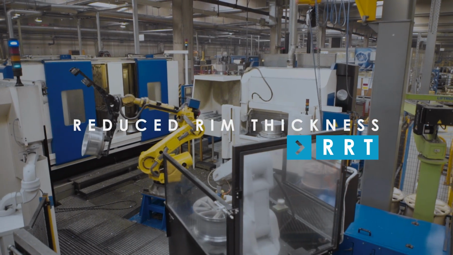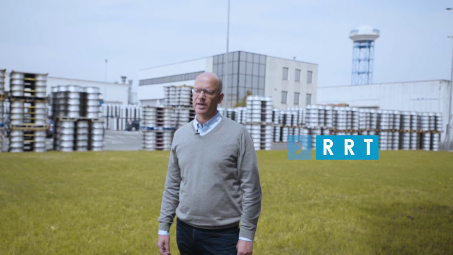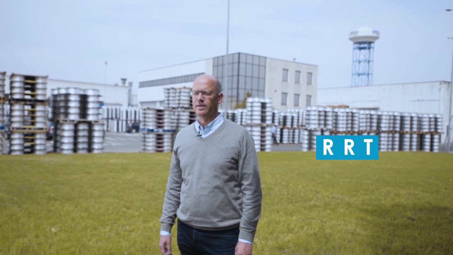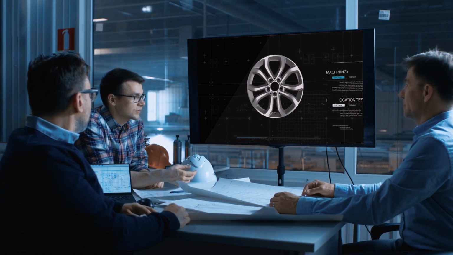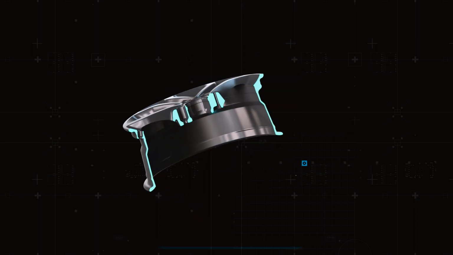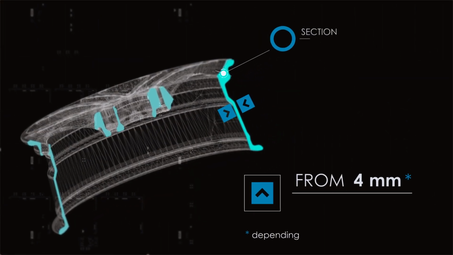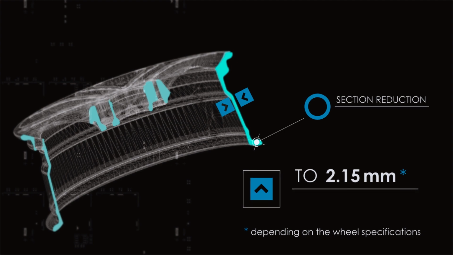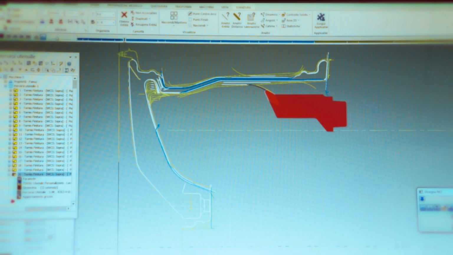RRT was developed in 2007 and has been in mass production since 2009. We can decrease the weight in different areas of the wheel, and for the area of the rim section we use the RRT technology to decrease the rim thickness.